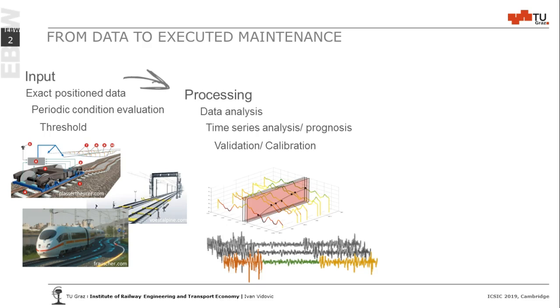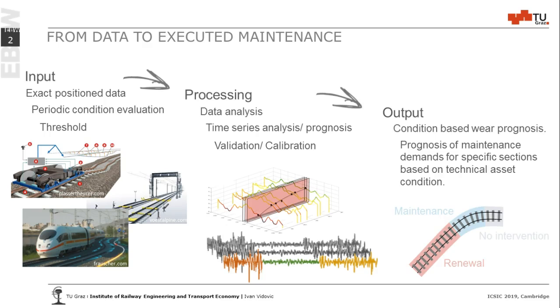If you have all this data, you can analyze it, you can make time series analysis and prognosis of your assets. In theory, the best thing is you get a condition-based wear prognosis, and you can carry out maintenance demands for every specific section. One of them needs a renewal, one of them needs a maintenance. The right maintenance strategy at the right point in time. And there, of course, are some sections which do not need any intervention.